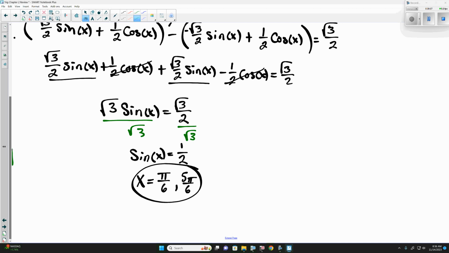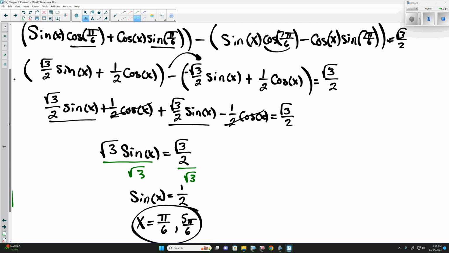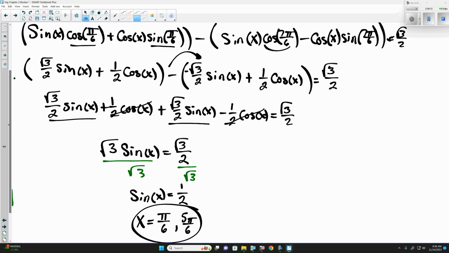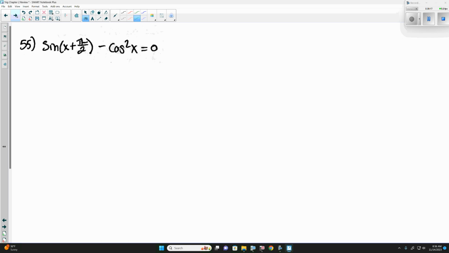Questions on this here? It got really big and then really small really quickly. I'll look at 5. So again, we're going to use our sum formula for this here.